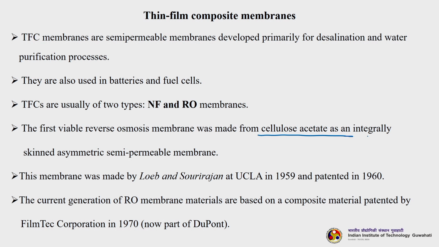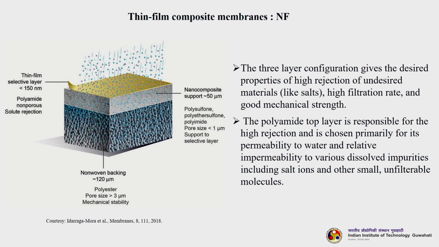The first viable reverse osmosis membrane was made from cellulose acetate. It is an integrally skinned asymmetric semi-permeable membrane. You remember we discussed in our first class that the membrane preparation from cellulose acetate by Loeb and Sourirajan is one of the most important breakthroughs in membrane science, at the University of California, Los Angeles in 1959, and they patented it in 1960. Now, the current generation of reverse osmosis membrane materials are based on composite material patented by Film Tech Corporation. Now, it is a part of DuPont company. So, Film Tech initially produced such RO composite membranes.